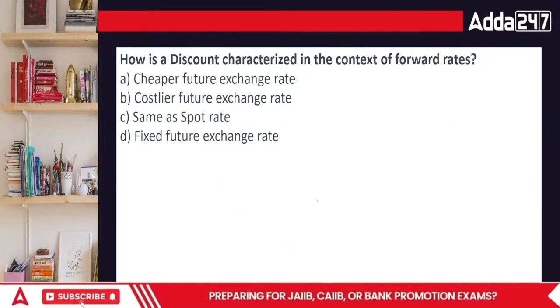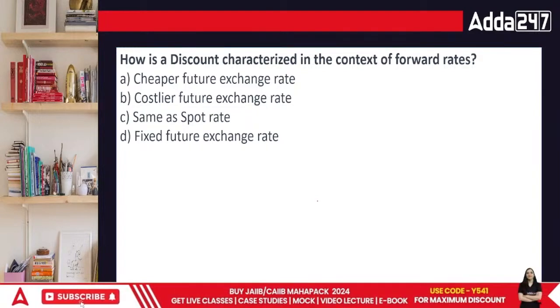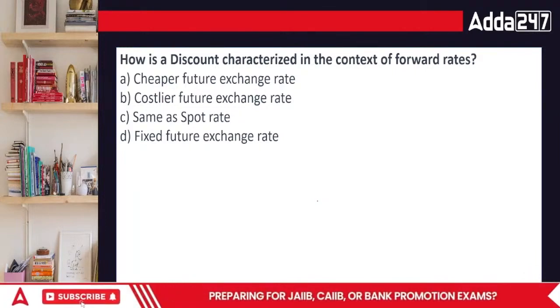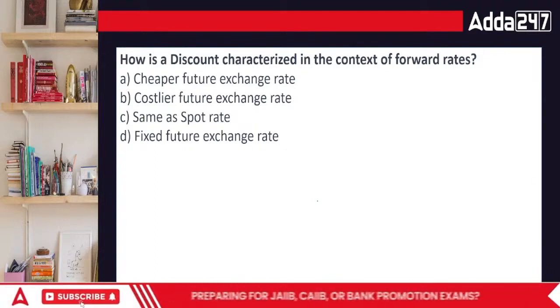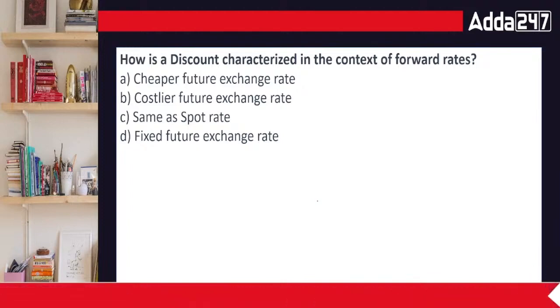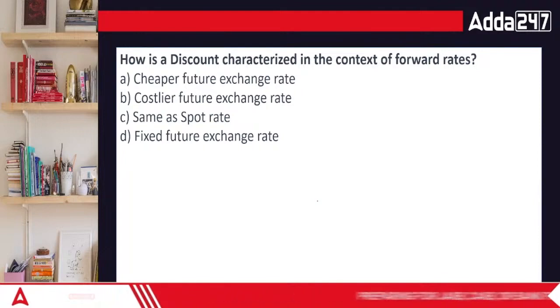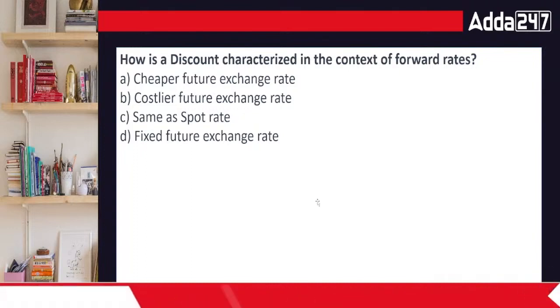Now next point, how is discount characterized in terms of forward rates, everyone? Cheaper future rates, costlier future exchange rates, same as spot rate, or a fixed future exchange rate. So we have decided that if these are not to be taken, then what is the amount to be taken? Forward rate is the rate that would be available in the future.